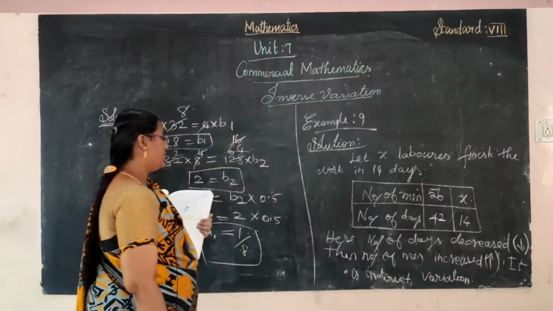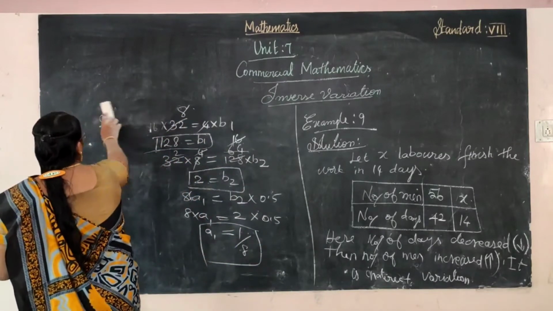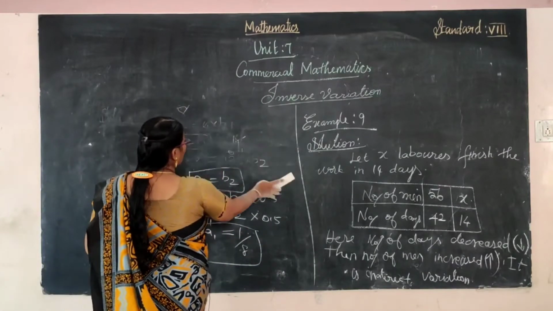So what is the formula for inverse variation? The product of the quantities is equal to a constant.